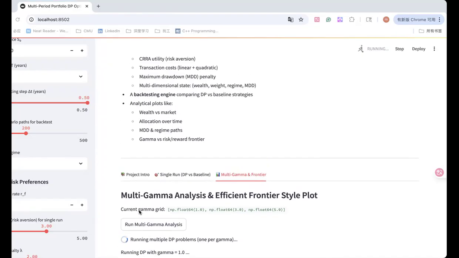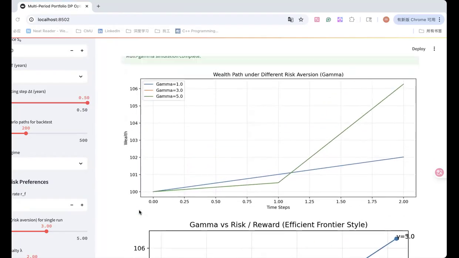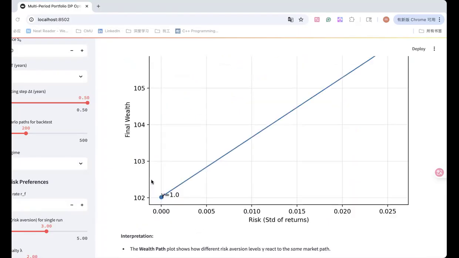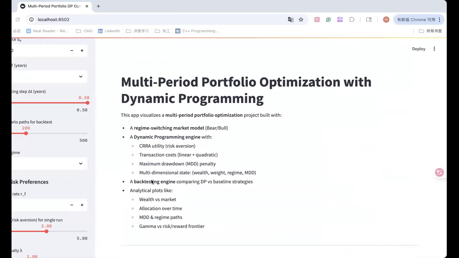Overall, this project combines a regime-switching market simulator, a CRRA and MDD-aware dynamic programming engine, and a backtesting framework. And with this Streamlit UI, you can experiment with parameters and visually understand how the optimal strategy behaves.